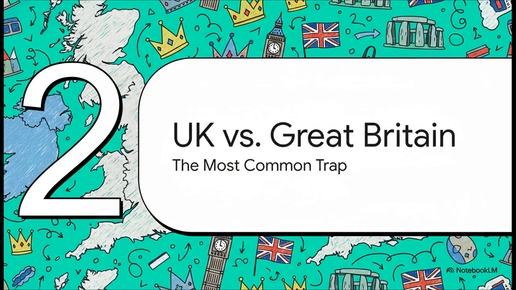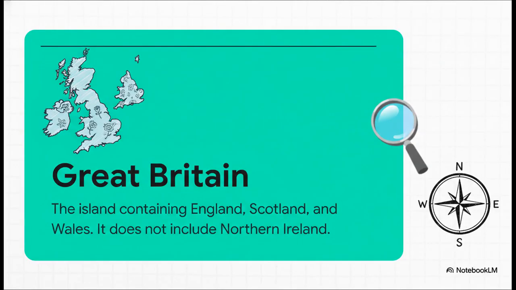Right, so we've got the 4 countries locked in. Now we're going to tackle the number one trap people fall into on this test, the difference between the United Kingdom and Great Britain. Getting this right is absolutely crucial. So, what is Great Britain then? The key thing to remember here, and this is really the whole secret, is that Great Britain is a geographical term. It's not political. It's just the name for the big island that's home to England, Scotland, and Wales. That's it. Think of it as just the landmass itself.